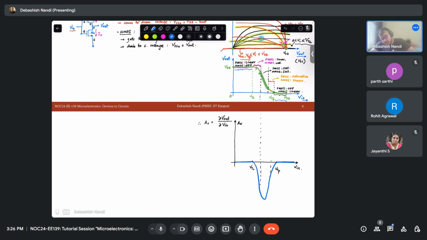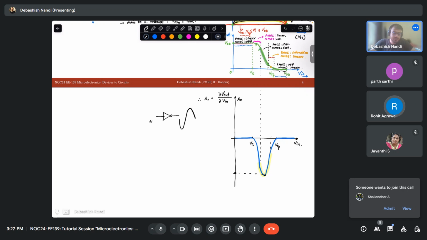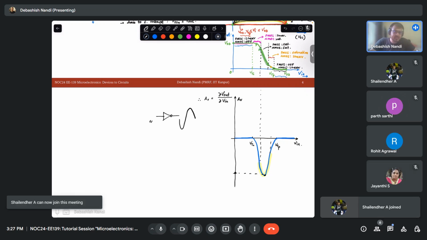So between these points you can use the device as an amplifier. Why? Because your gain is very high. It is an inverting amplifier, so you have a minus sign because of the negative gain, but the magnitude of the gain is there, right? That means that if you have an inverter and you put in a very small signal, you get an inverted large signal. So this is how your inverter can be used as an amplifier.